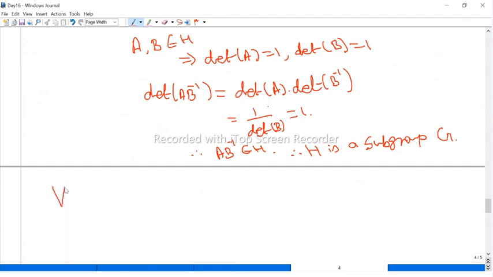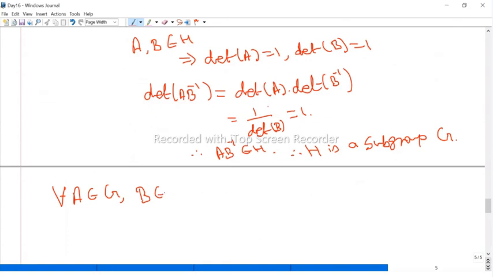That means what we have to prove? If you take any matrix A from G and any matrix B in H, we have to prove that A B A inverse is in H. That means we have to prove the determinant of this matrix should be 1. So apply the properties of determinant.